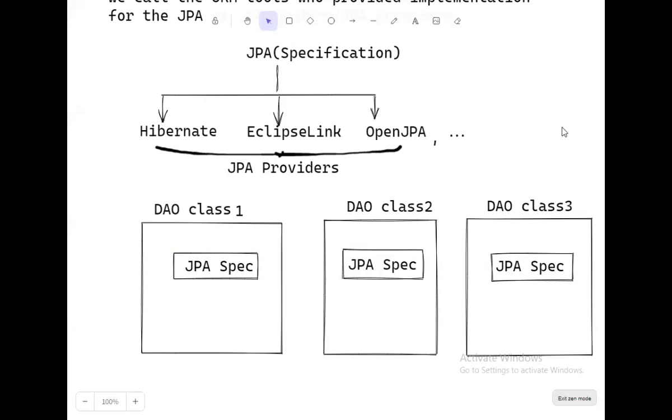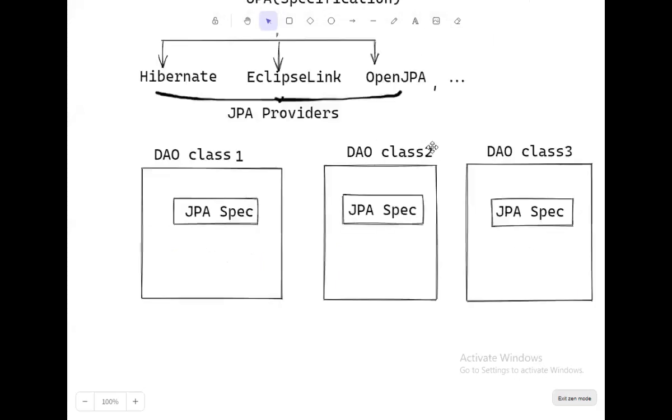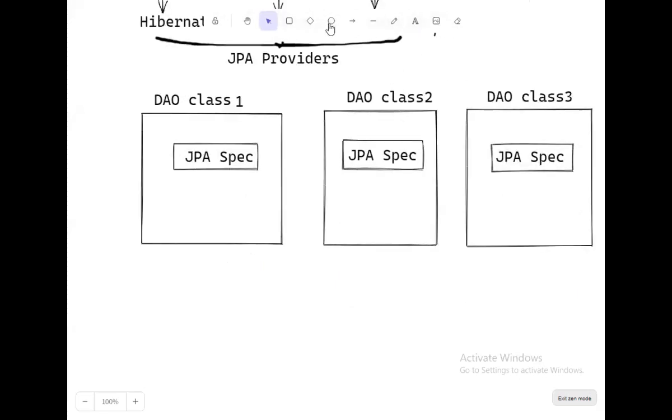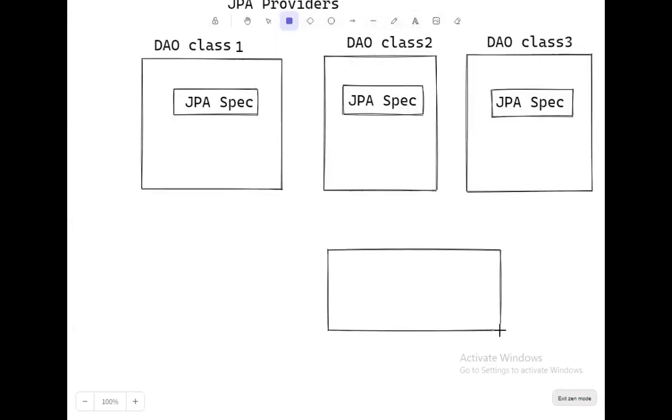So in my project configuration, say there is a configuration file in my project. This is my project configuration file.